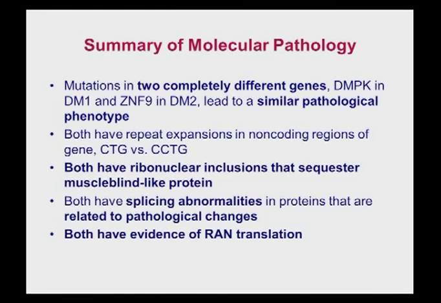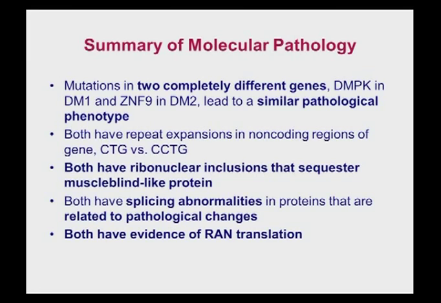But to summarize the molecular pathology, we know that there are mutations in two completely different genes. One is this protein kinase, and that's the most commonly mutated one that we see in myotonic dystrophy type 1. One is the zinc finger 9 protein, which is the mutation in myotonic dystrophy type 2. So despite the fact that these genes are completely different in terms of what their gene product is, mutations lead to similar pathological phenotypes. And they both have these repeat expansions in non-coding regions of the gene.